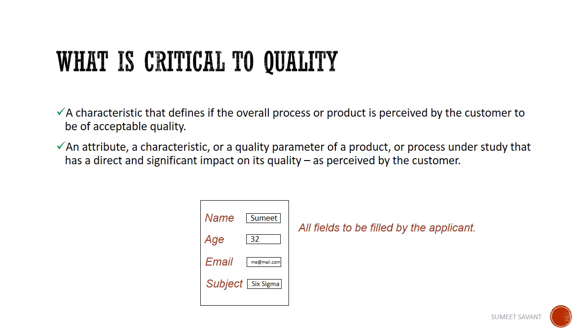What is critical to quality? Critical to quality is a characteristic that defines if the overall process or product is perceived by the customer to be of an acceptable quality. It's an attribute, a characteristic, or a quality parameter of a product or process under study that has a direct and significant impact on its quality. Quality as perceived by the customer.